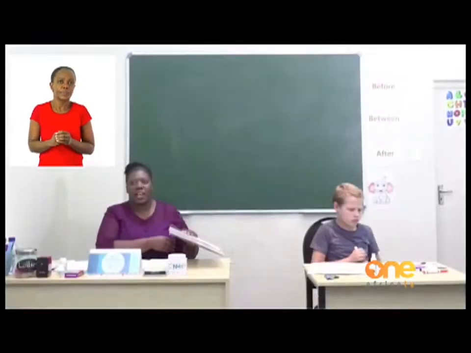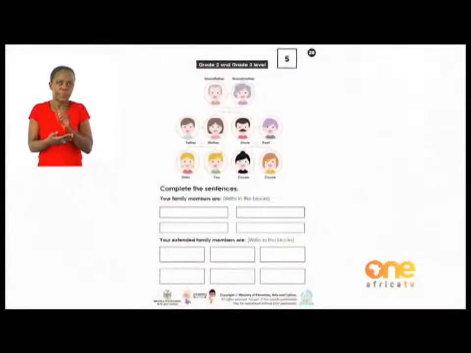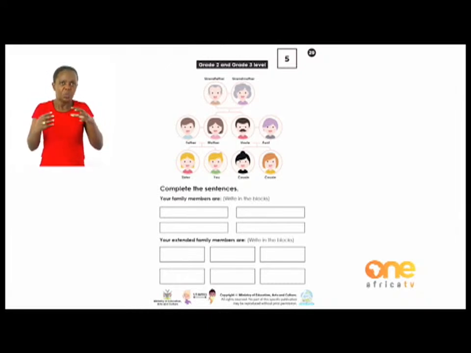On page 29, we find a family tree there. We have a grandfather and a grandmother. Father, mother, uncle, aunt, sister, you, cousin, cousin. This is extended and our immediate family.